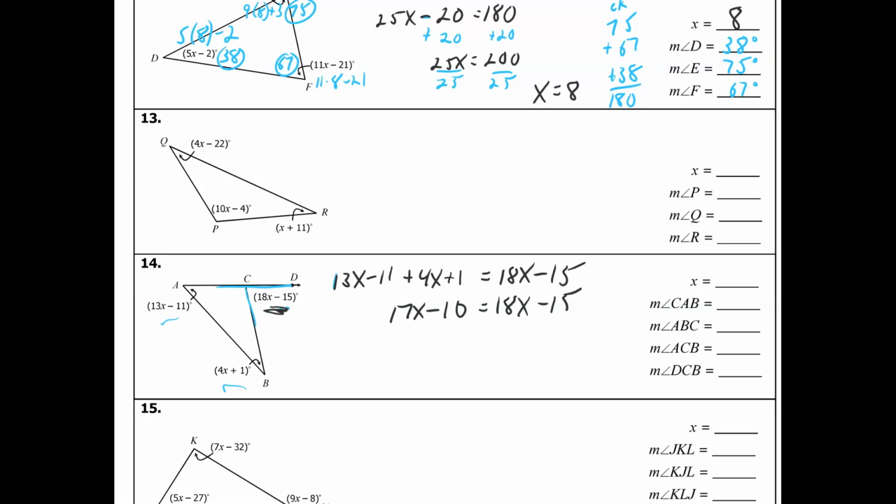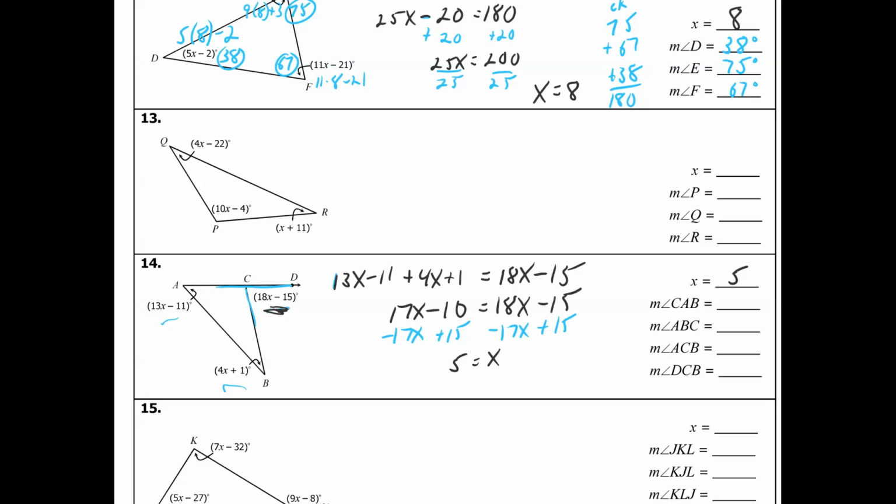Let me fix that. Let me subtract 17x from both sides. And let's just, at the same time, add 15 to both sides. And let's see what we get. On the left side, the 17x's cancel, and I just have a 5. On the right side, I have an x, and I'm done solving for x. Okay, x equals 5. Now I'm able to get all of the angles that I'm looking at here.